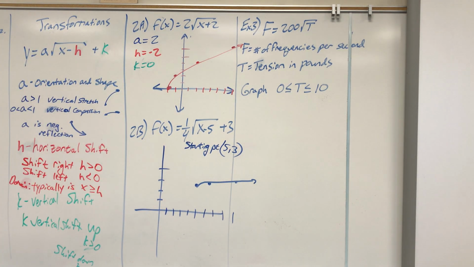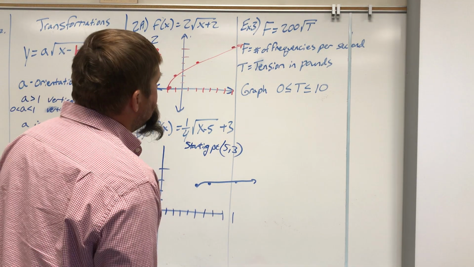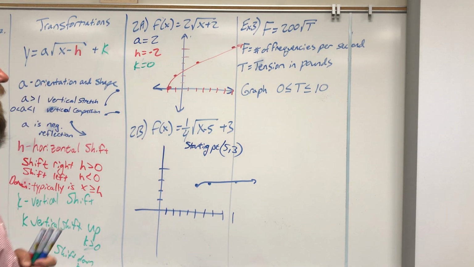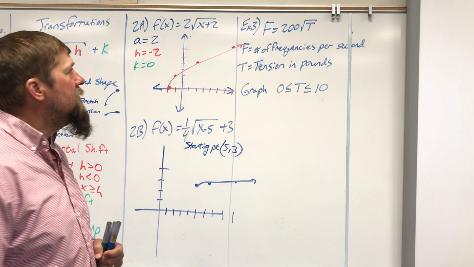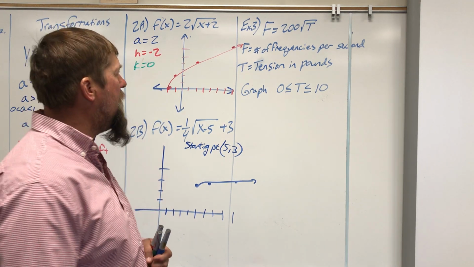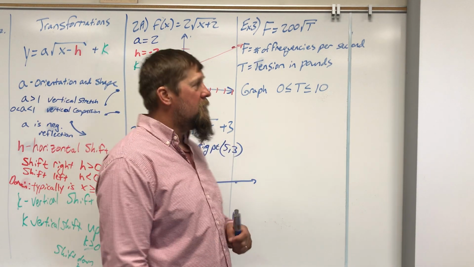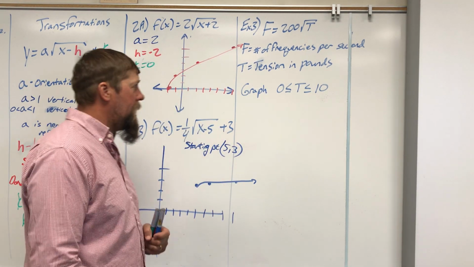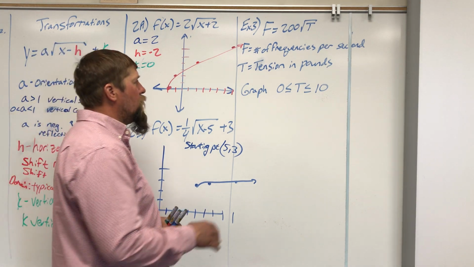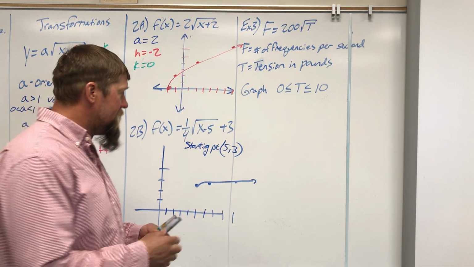All right, let's move on to example 3 in the book. F equals 200 square root of t. F is the number of frequencies per second. T is the tension in pounds. So obviously, if the tension goes up, the number of vibrations will also go up. They would like us to graph when t is between 0 and 10.